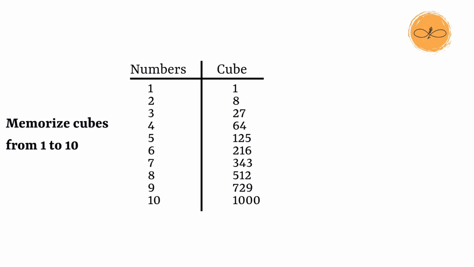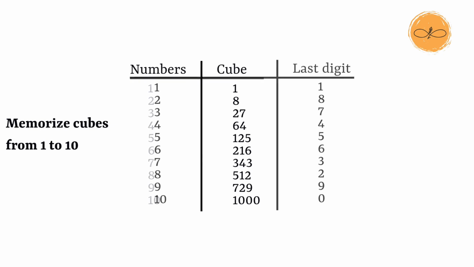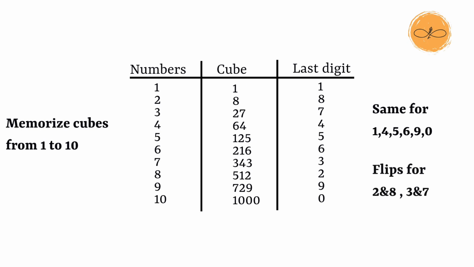Now once we've written down these cubes, I want you to focus on the very last digit of the cube. What's important is that each of these 10 numbers ends in a different last digit, and that will be very important to doing this trick, so this will be another thing you have to memorize. When you memorize these 10 cubes, you should also remember the last digit. An easy way to remember this is that for the numbers 1, 4, 5, 6, 9, and 0 the last digit is the same as the number. And for the numbers 2 and 8, and 3 and 7, the last digit flips. So the last digit for 2 is 8, and the last digit for 3 is 7 and vice versa.